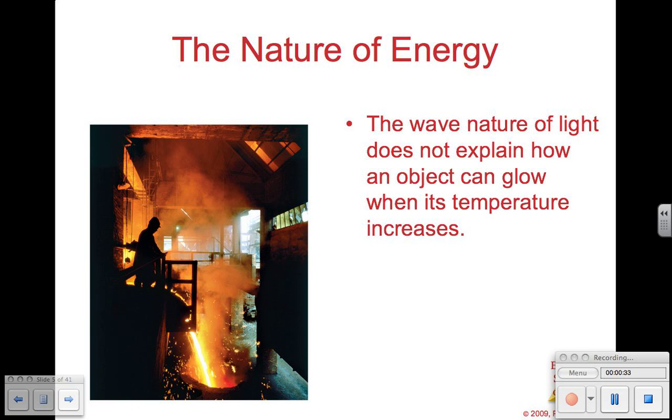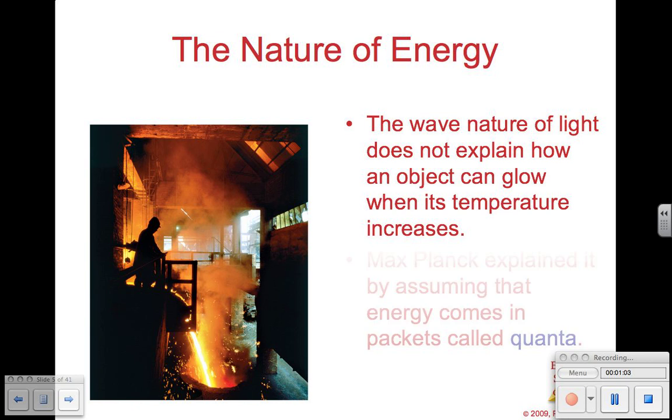So when you heat something up and it changes color, like the element on an electric stove, or when you heat up metal really hot under a Bunsen burner, it starts to glow. And that behavior is not easily defined by just using the wave nature of light to describe it.